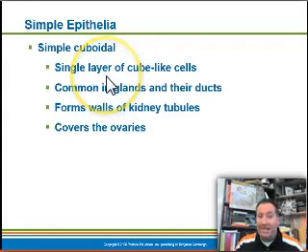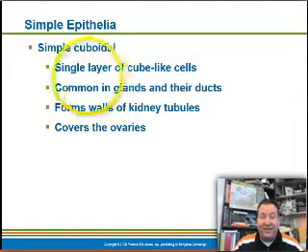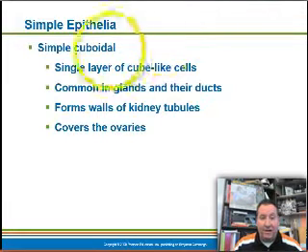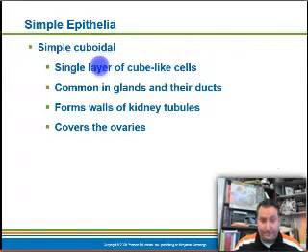Simple cuboidal is going to be a single layer of cuboid or cube cells. We find this in glandular tissue and their ducts. So this is going to be very similar to that secretion property that we talked about earlier. These cube-like cells are going to secrete a product into a given location. It's also going to form the walls of your kidney tubules and also going to cover ovaries as far as reproduction is concerned.